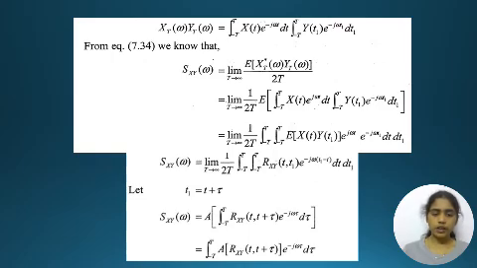Sxy of omega equals limit T tends to infinity 1 by 2T integral from minus T to T integral from minus T to T Rxy of t comma t1 into e power minus j omega (t1 minus t) dt dt1. Let t1 equals t plus tau. Sxy of omega equals A of integral from minus T to T Rxy of t comma t plus tau into e power minus j omega tau dt, equals integral from minus T to T A of Rxy of t comma t plus tau into e power minus j omega tau d tau.